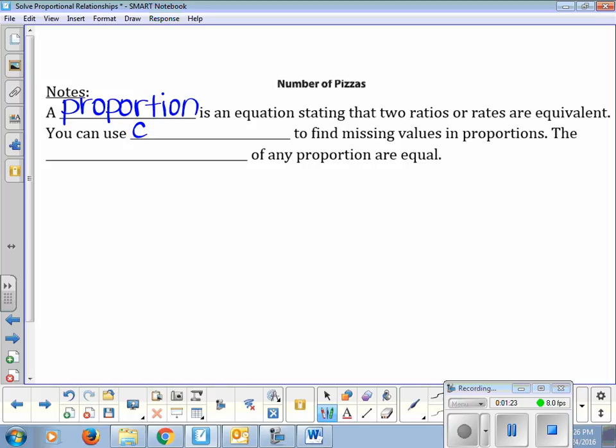Miss, can we, when we're doing the homework, if we get time to do it today in class, can we work with somebody?